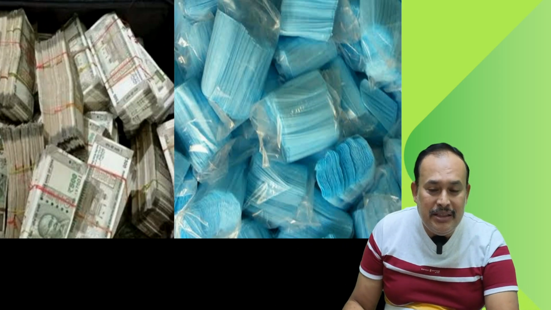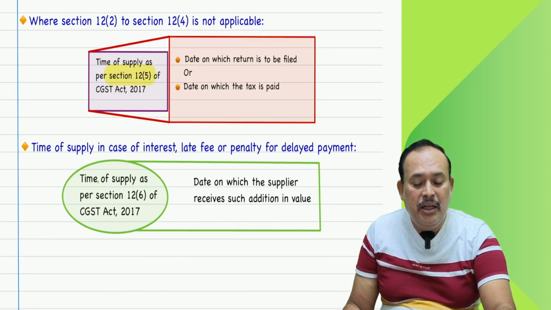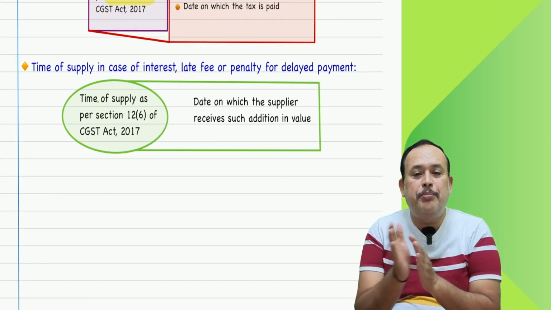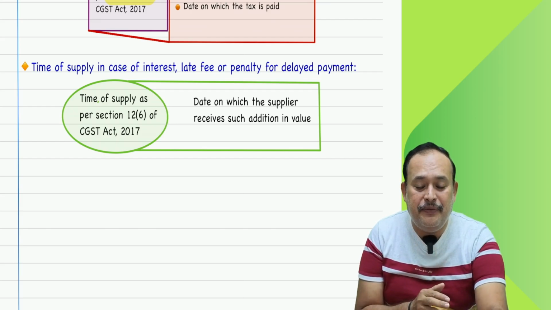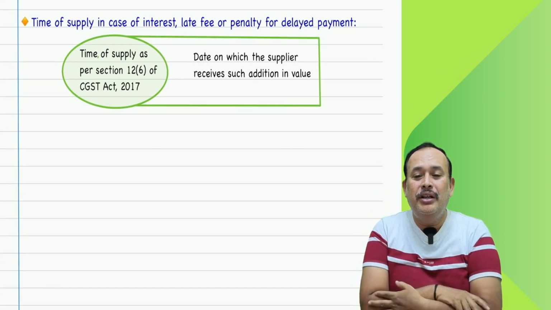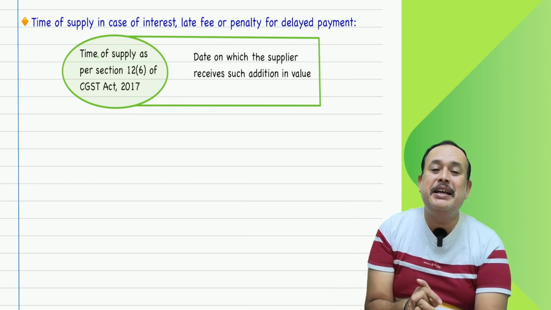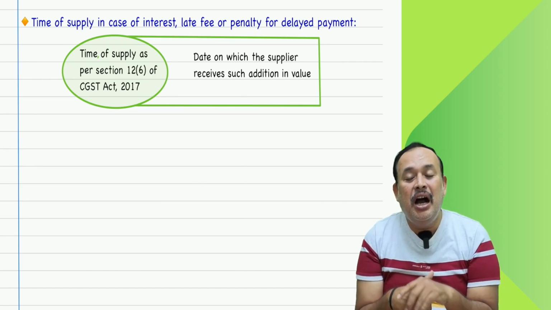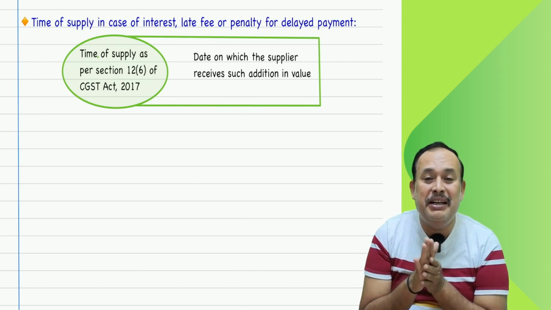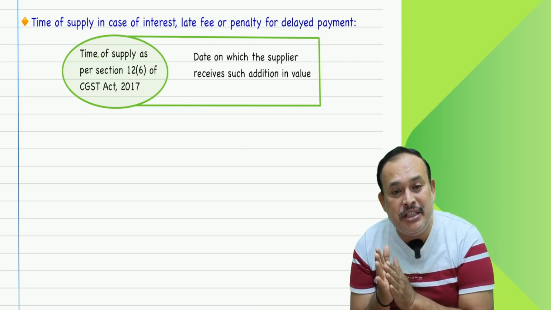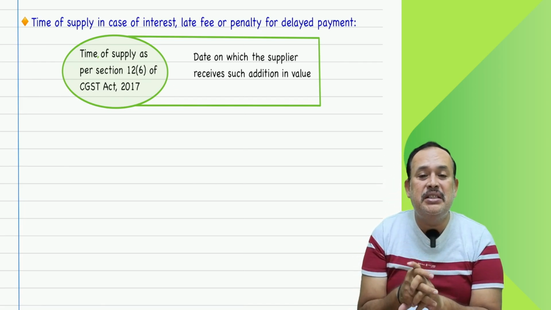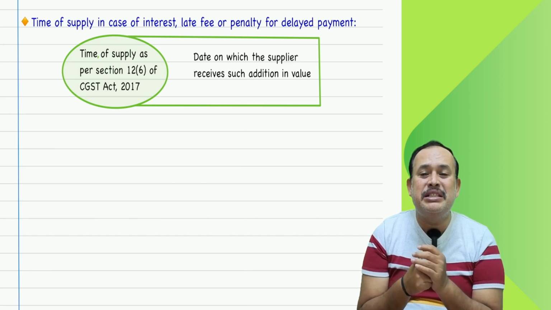Coming to the point of time of supply in case of interest, late fee, penalty and all. What is the time of supply then? Time of supply in the given case is the date on which you receive the interest, or the date on which you receive the penalty, the date on which you receive the delay payment charges. Section 12.6 refers: time of supply is the date on which you receive the interest.